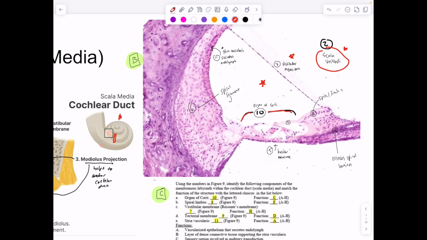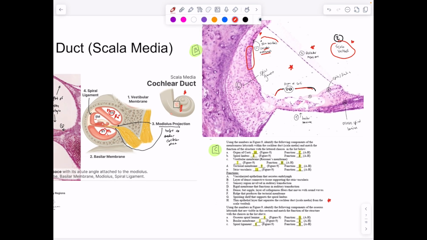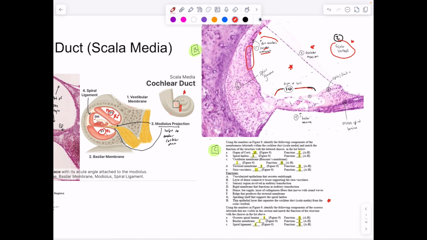Then we have, adjacent to that, the stria vascularis right here, and this secretes endolymph. All right, so this right here. And then deep to that, we have the spiral ligament. So this region right here is the spiral ligament, and you can see it is dense connective tissue that supports the stria vascularis, and the stria vascularis again is secreting our endolymph.